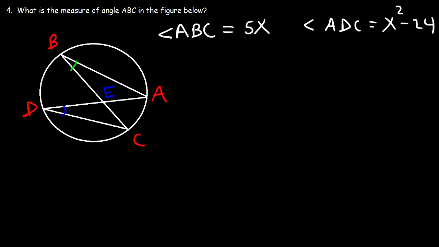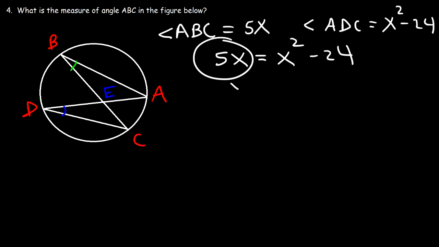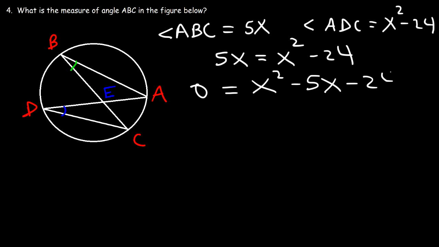So since they're congruent, we can set them equal to each other. So let's set 5x equal to x squared minus 24. Now let's move this to the other side. So we have 0 is equal to x squared minus 5x minus 24. And now we need to factor this expression. So what two numbers multiply to negative 24 but add to the middle coefficient negative 5?